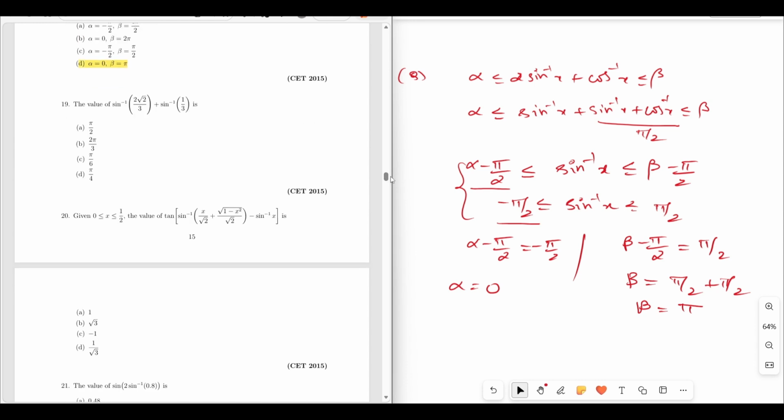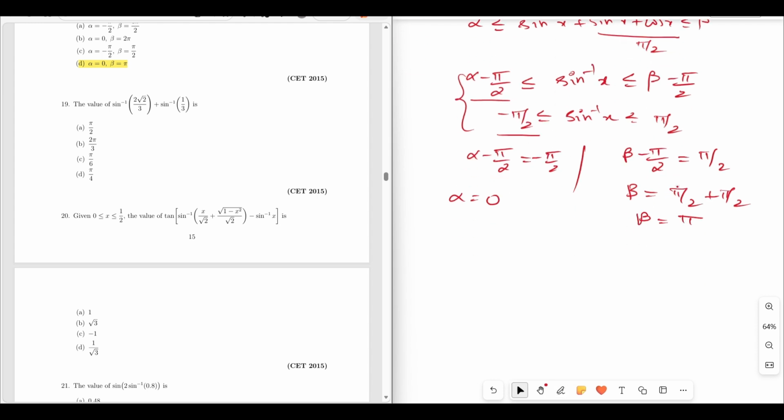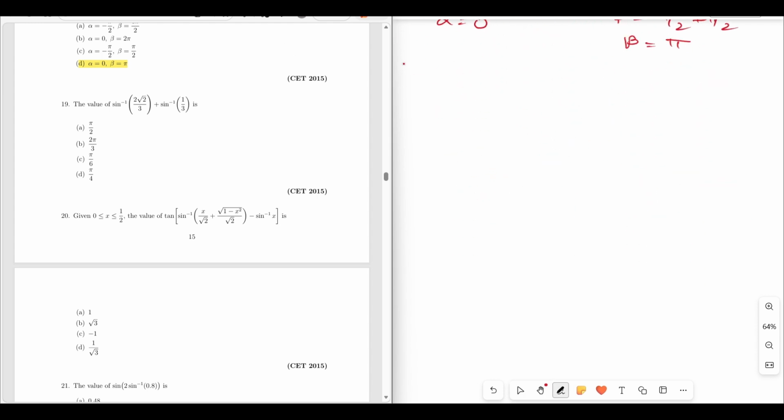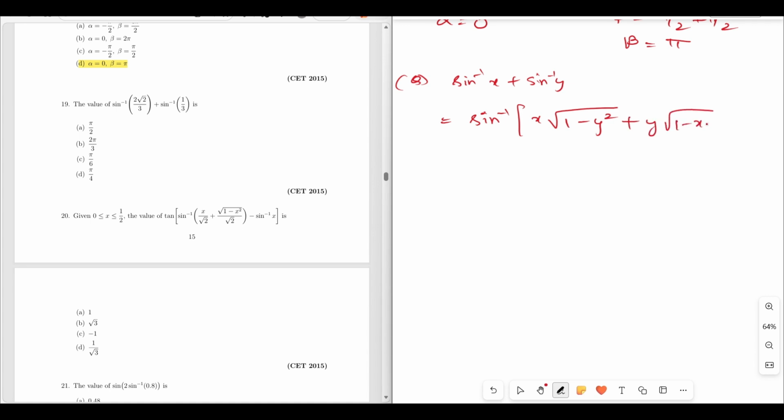Find the value of sine inverse 2 root 2 by 3 plus sine inverse 1 by 3. Okay, this is a bit interesting question. So the question is of the format sine inverse x plus sine inverse y. Students, remember this one small tip for the sine inverse x plus sine inverse y format. It is sine inverse of x root of 1 minus y square plus y root of 1 minus x square. Now according to the question, what is the value of x? 2 root 2 by 3. And what is the value of y? It is 1 by 3.